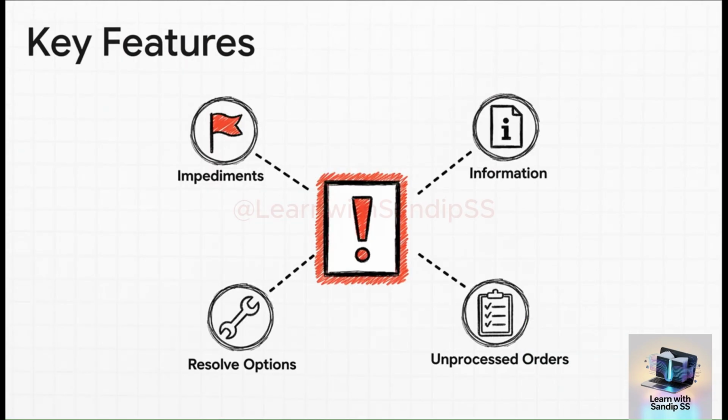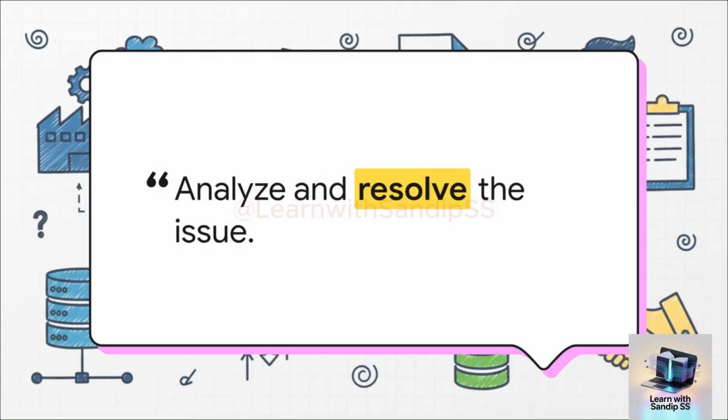So how does it work? Well, for starters, it automatically puts a big red flag on any order that's got an issue. But it doesn't just say, hey, problem here. It gives you all the background info you need and even suggests concrete steps you can take to resolve it instantly. Think about that for a second, this is a huge shift. We're not talking about just finding problems anymore. We're talking about fixing them and fixing them fast. It's a total game changer.